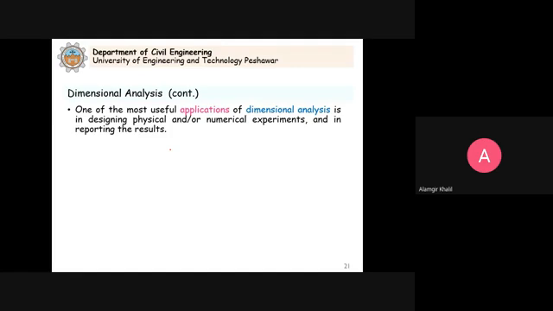So I will just highlight the importance, then I will stop here. We will continue with this discussion in the next class. Let me just finish with this slide.